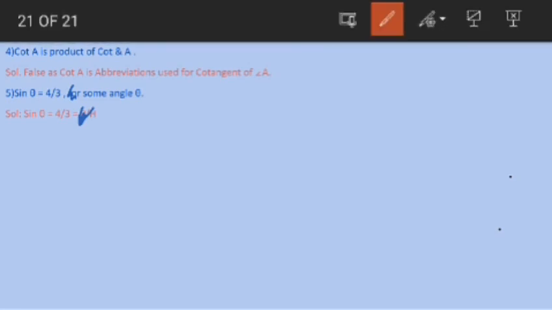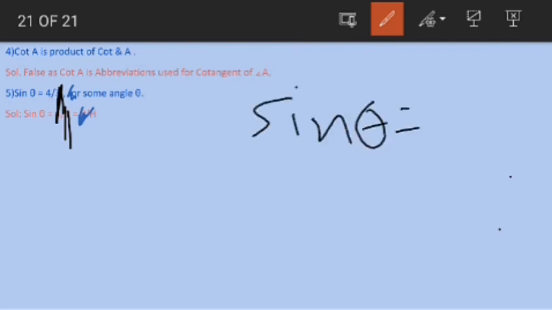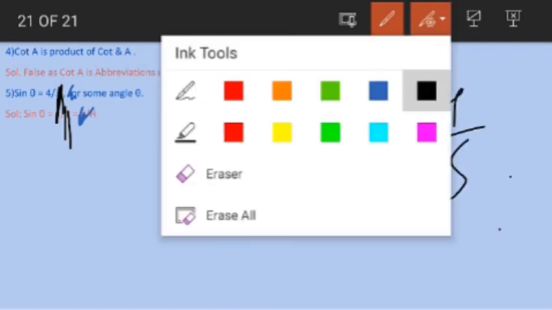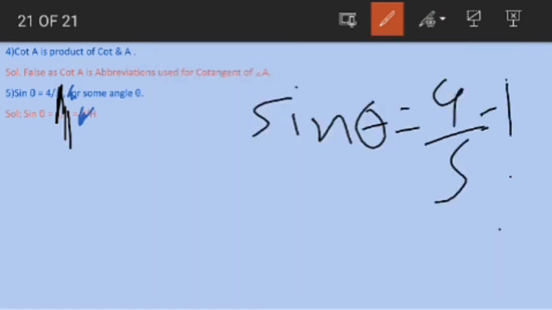Now, sin theta, here we are using sin theta equals 4 by 5. Therefore, we know that sin theta is equal to perpendicular upon hypotenuse. So our perpendicular is going to be 4 and hypotenuse is going to be 5. In such questions, we have to verify that the longest side, that is hypotenuse, is longest among all three sides. Therefore, we need to calculate the base, so that we can make sure that the hypotenuse is longest.